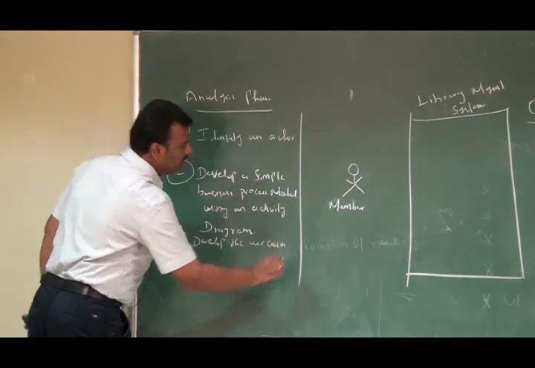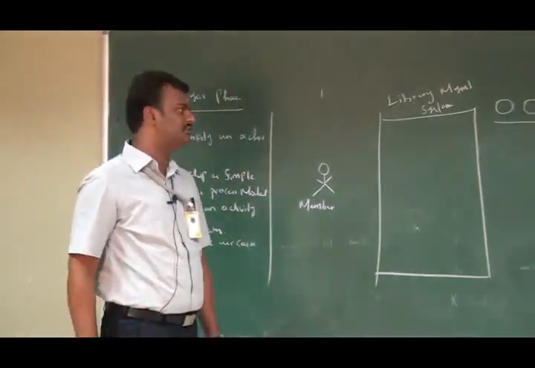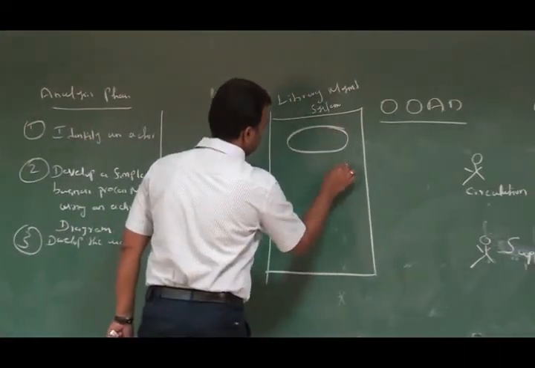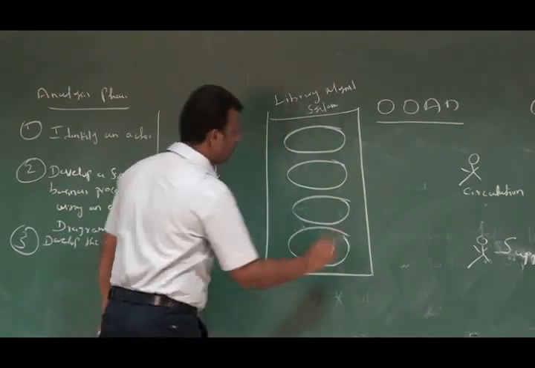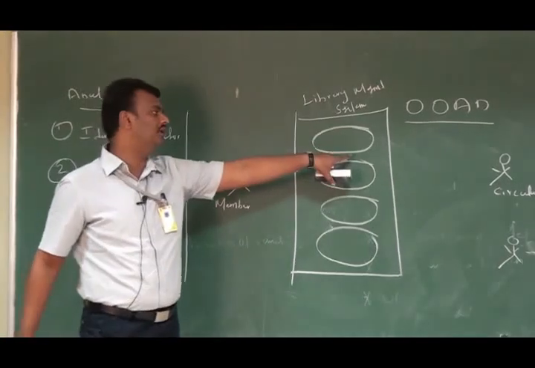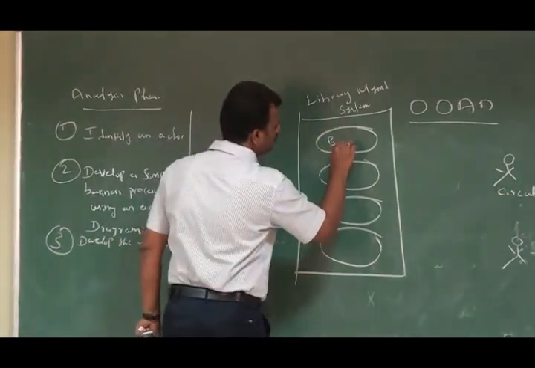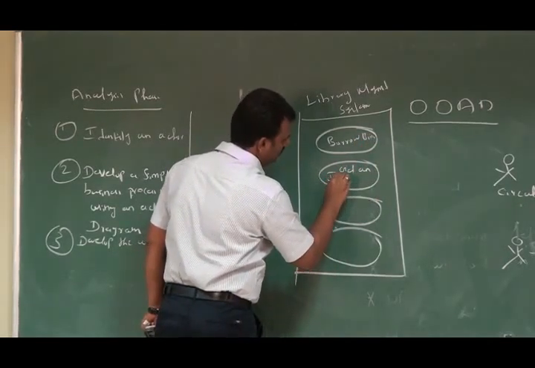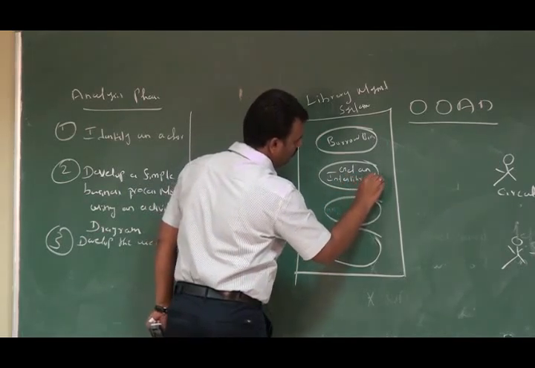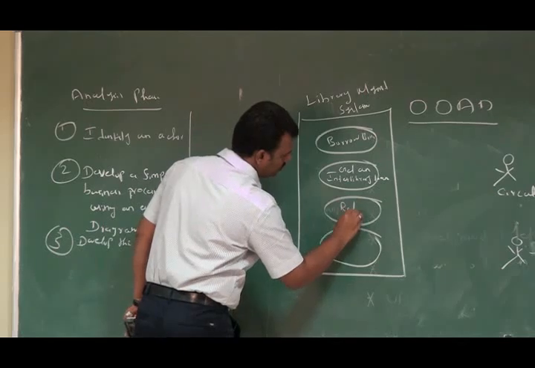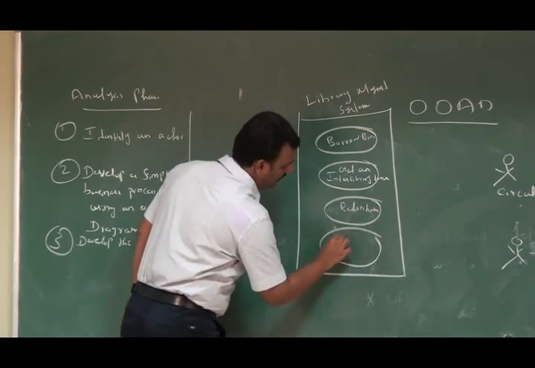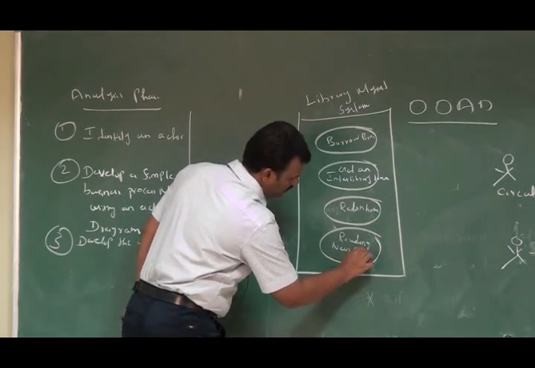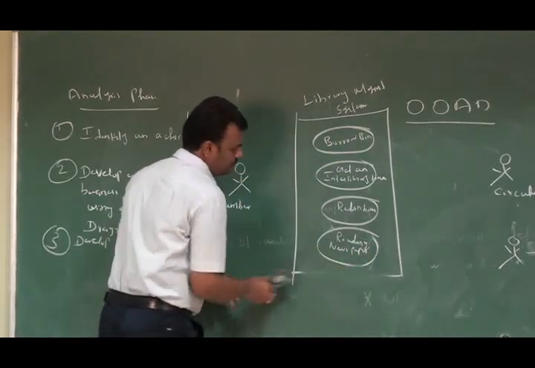What do you mean by use cases? The use case is the scenario for understanding the system's requirement. How to represent the use cases? The use case is represented as an ellipse. The name of the use case may be inside the ellipse or below the ellipse. For example, borrow books, get an interlibrary loan, return books, reading newspapers. The last one, purchase supplies.